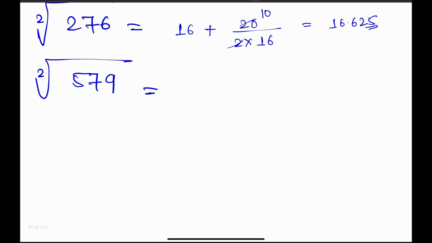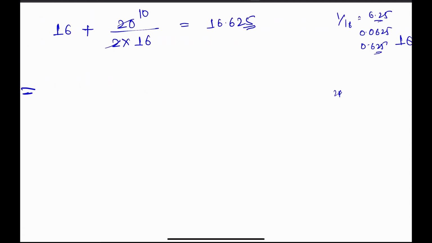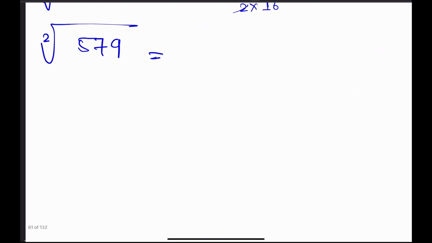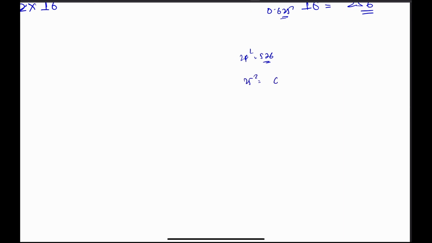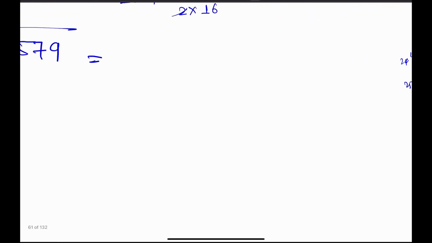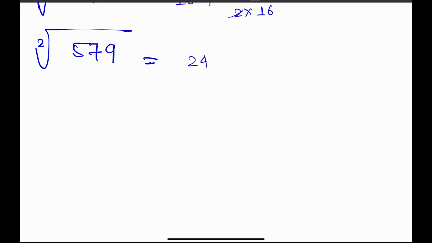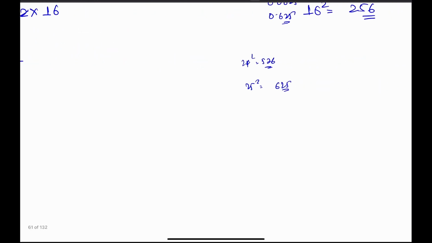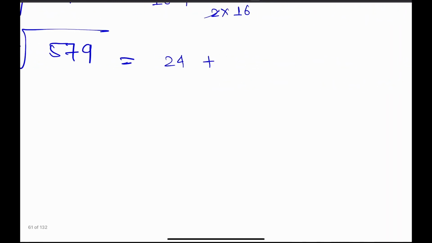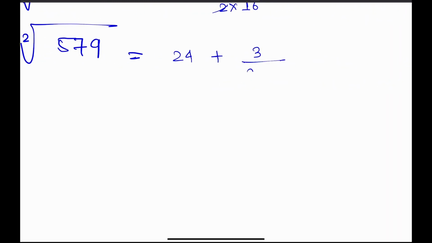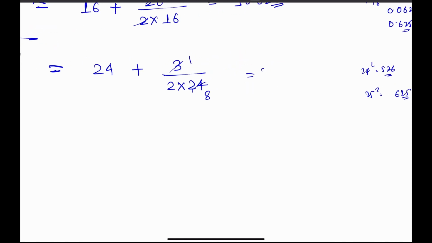579. So we remember 24 square is 576, nearby that one, or 25 square will be 625, so it's not 24 square nearby, only 24 plus 576, so 76 plus 4 is 80, oh 76, 79, 3 upon 2 into 24, so 8, 1 by 16, 24 plus 1 by 16 is 0.0625.